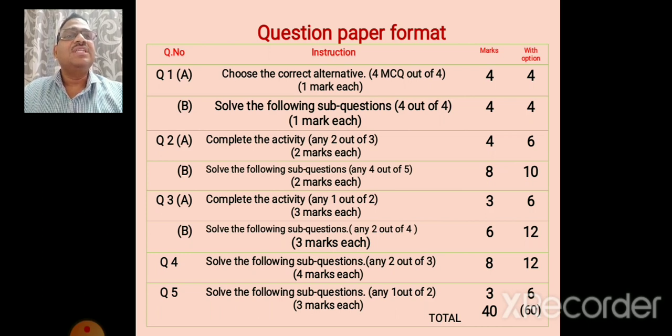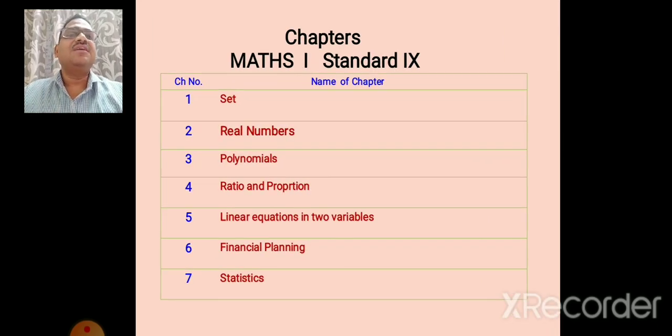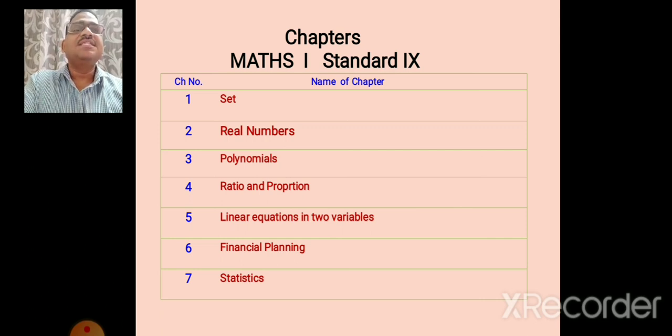In this way, the question paper you have to solve is for 40 marks, but it is given with options as 60 marks. Then we take how many chapters are given in Math First and Math Second. Now Math First, that is algebra, you have to give 7 chapters in 9th class. They are: first chapter is set, second chapter is real number, third chapter is polynomial, fourth chapter is ratio and proportion, fifth chapter is linear equations in 2 variables, sixth chapter is financial planning, and seventh chapter is statistics.